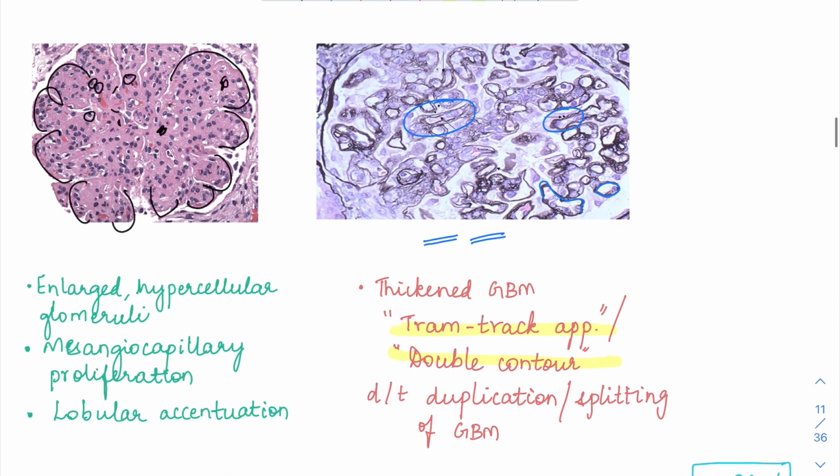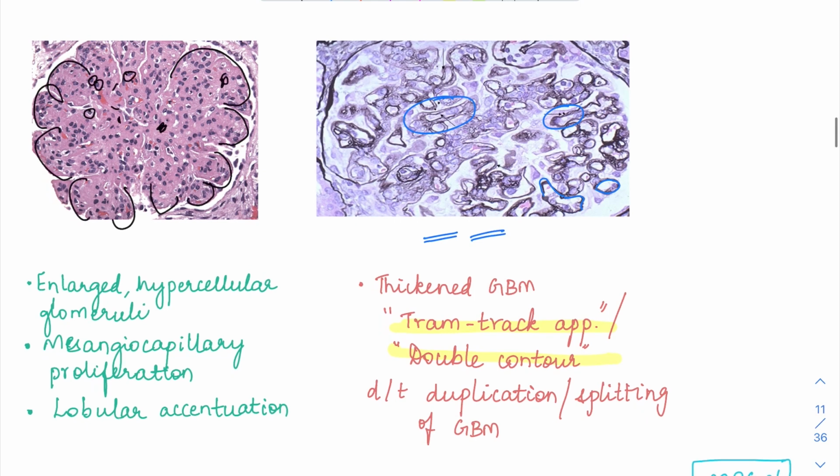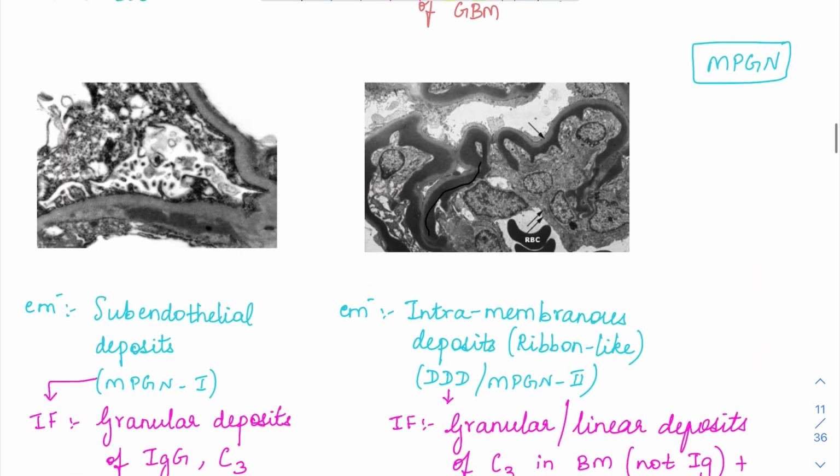appearance. So why does this tram track appearance happen? There is going to be subendothelial deposition of these immune complexes, right? So when these immune complexes deposit, it will appear as if they are splitting the layers of the glomerular basement membrane. So especially in dense deposit disease, we are going to see this. When these deposits are present on the lamina densa of the glomerular basement membrane, it will appear as if the membrane is being split above and below this immune complex. So that is why it is also called reduplication of the basement membrane.